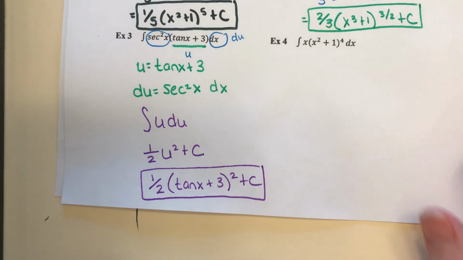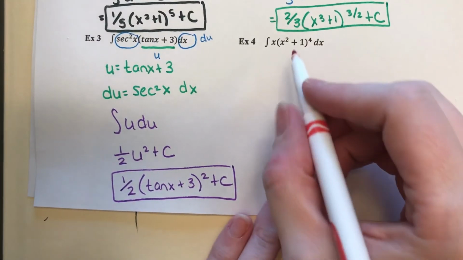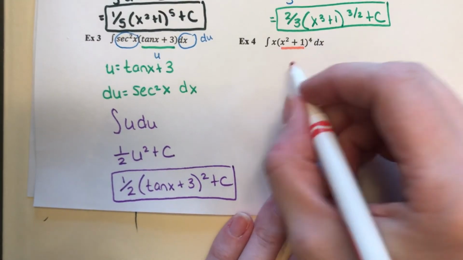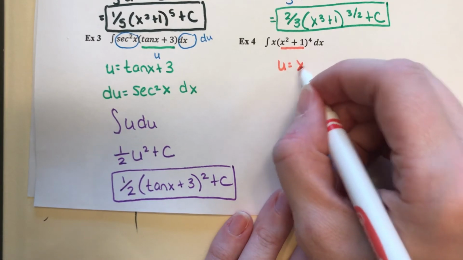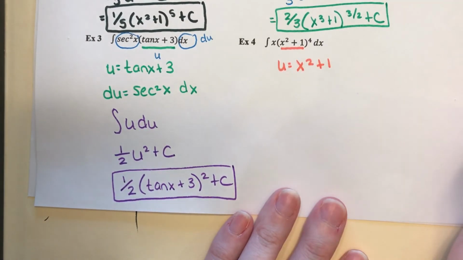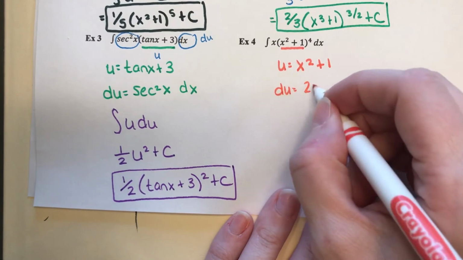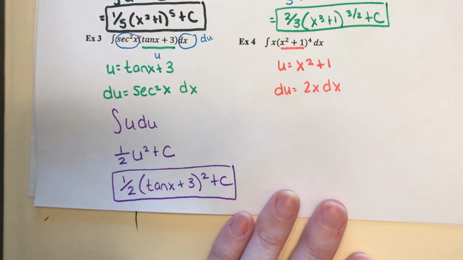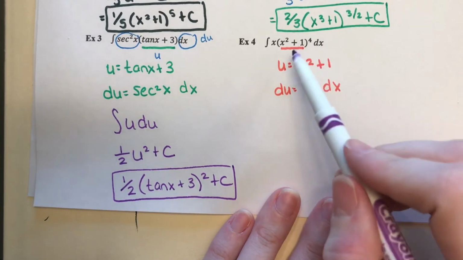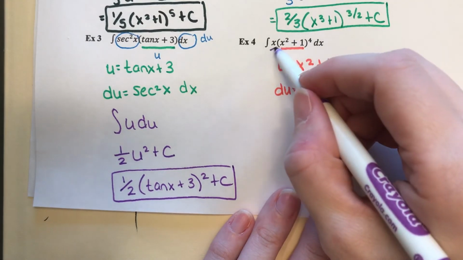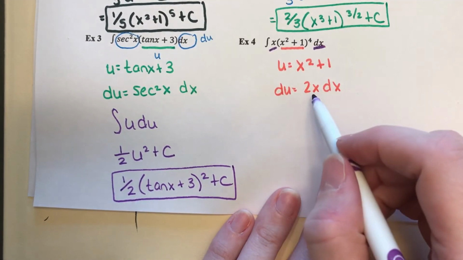Okay, so let's go to number 4. So I see parentheses here. I'm going to set that equal to u, x squared plus 1. And I'm going to find du. du is 2x dx. So this one has a little bit of a problem because it doesn't match up perfectly.